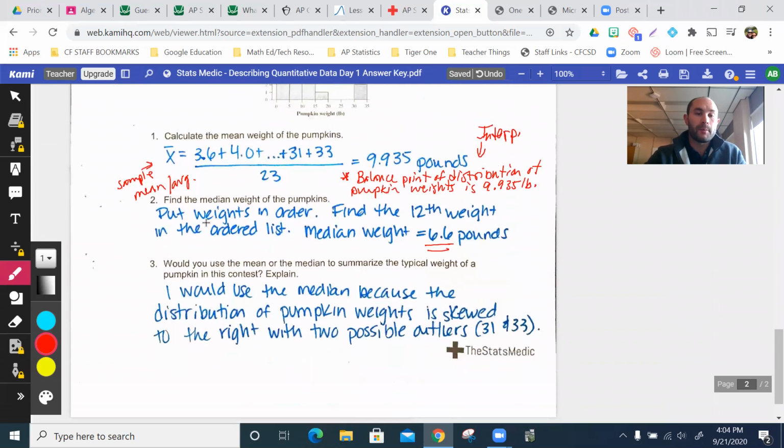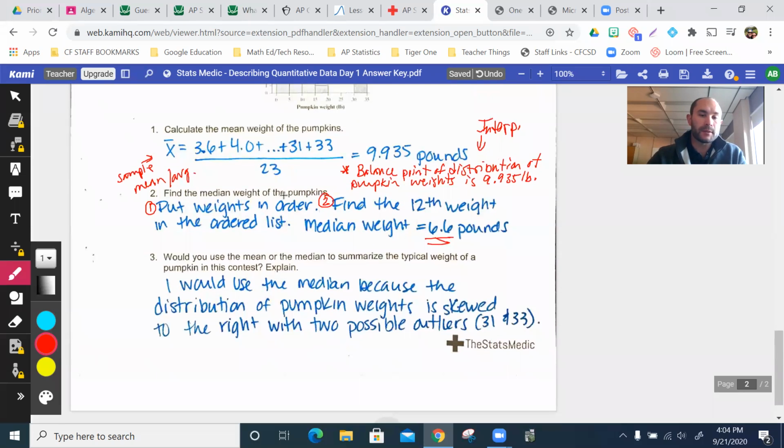But that's the process, right? If you had to describe it to someone, number one, I put the weights in order. Number two, I find the 12th weight, because if you think about 1 to 23, 12 is your middle number, and that is 6.6 pounds. And so the interpretation of this, I'm not going to write it, but the interpretation is that 50% of the pumpkins weighed 6.6 pounds or less. And then finally, would you use the mean or median to summarize the typical weight of a pumpkin in the contest?